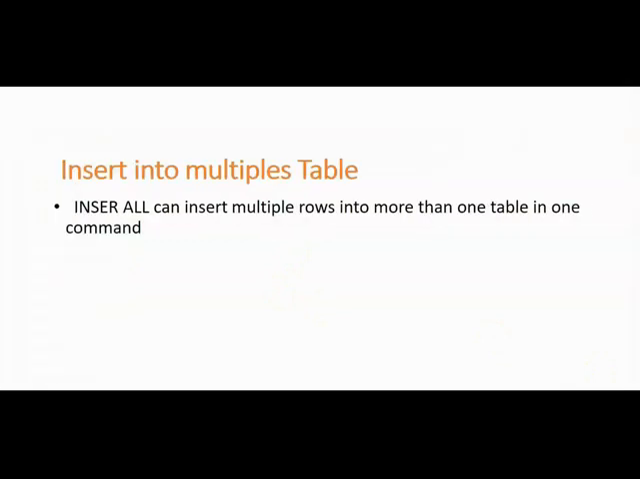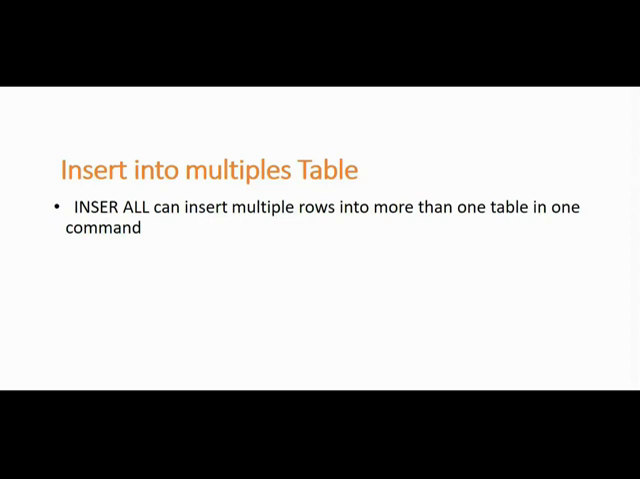The second dimension would be inserting multiple rows. We will be inserting multiple rows into more than one table. So in the previous example, we have inserted records in one table only. Multiple records, but only one table, right? Sample one table only, but 3 records. But what if I want to insert records, multiple records in multiple tables?